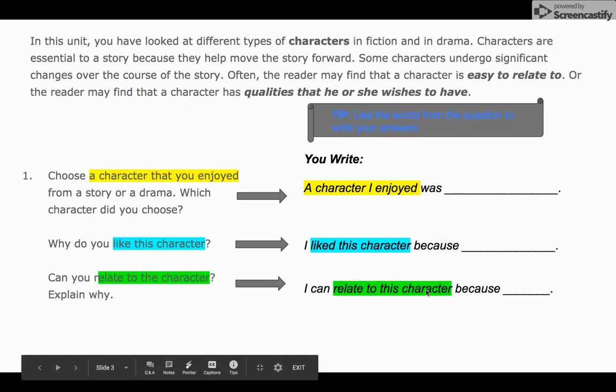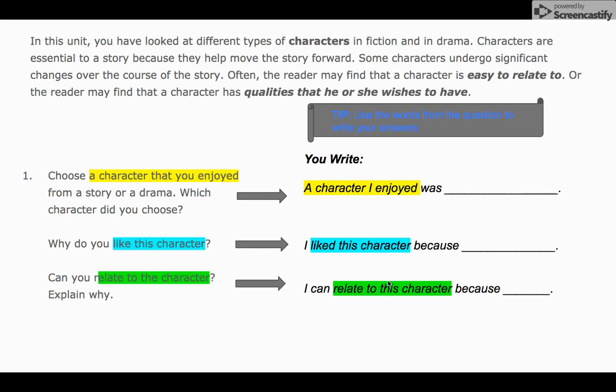So I answered each one of these questions with sentences that were using the same words as each question, so that it's real clear that you're addressing every question in the discussion topic.